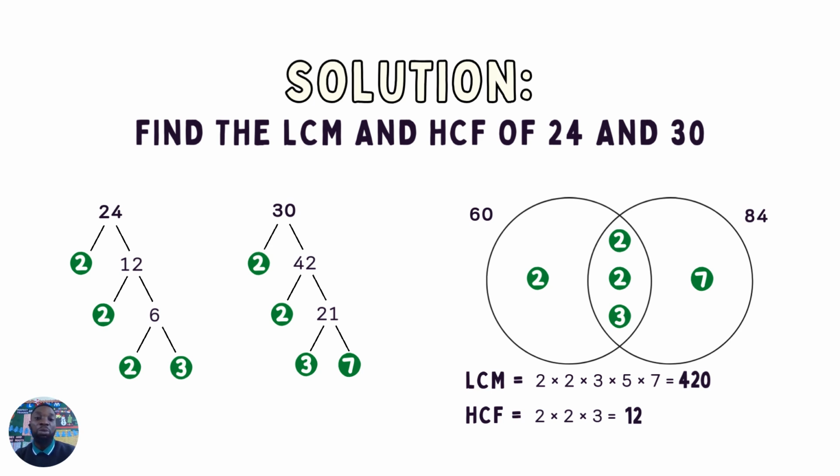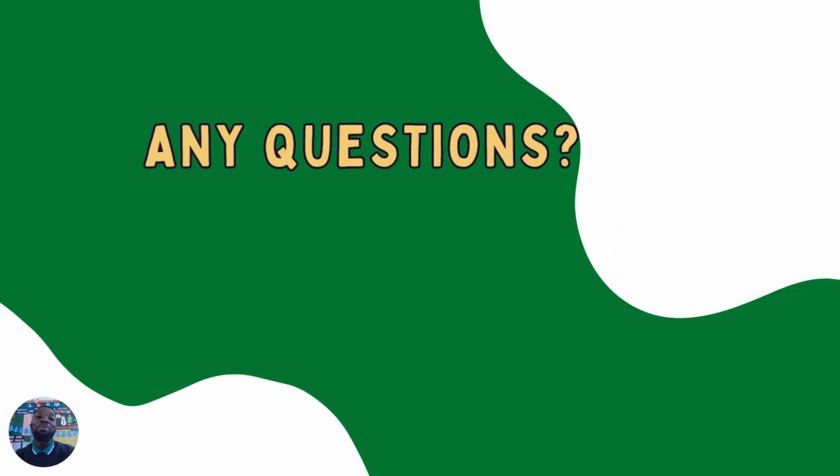So let's find the LCM of the two numbers. Don't forget, finding the LCM means you have to multiply all the numbers together. So we have 2 times 2 times 3 times 5 times 7, which will give us 420. And the HCF should be the only numbers at the middle of your Venn diagram. What are the numbers? You have 2 times 2 times 3. That gives us 12. So do you have any question you want to ask me?